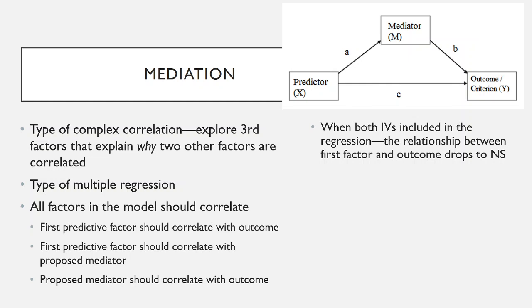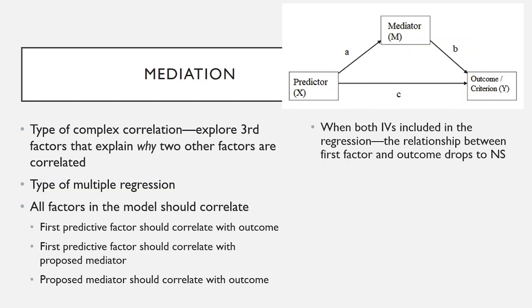Now, here's what you have to keep in mind. This is why I believe students often think that mediation and moderation are the same. When the relationship between the predictor x and the outcome y drops to non-significant in the context of the multiple regression, the relationship between x and y is not actually changing in a real sense. The relationship is still there. X is still related to y. You haven't actually changed the data. What changes is what the regression is telling you about the mediator explaining why x is related to the outcome.